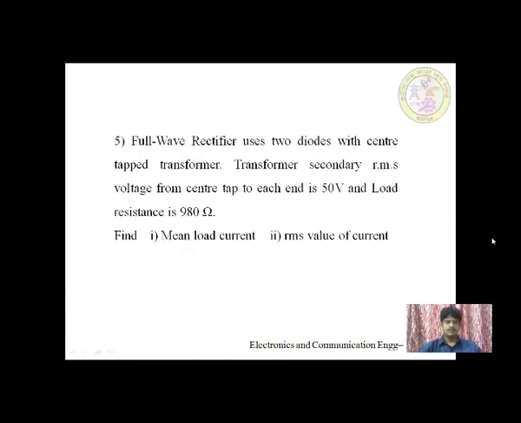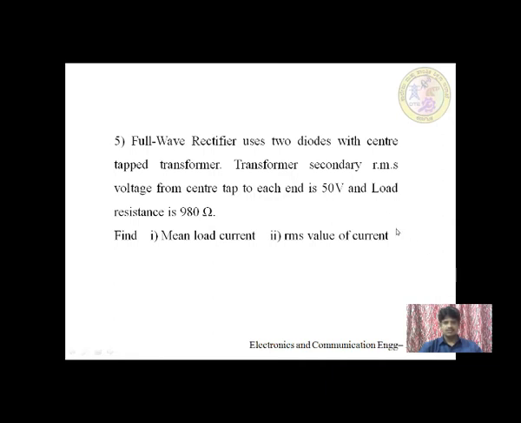My next question is: a full wave rectifier uses two diodes with a center tap transformer. The transformer secondary RMS voltage from the center tap to each end is 50 volt and the load resistance is 980 ohm. Here we have to calculate the mean load current and the RMS value of current. So now we have to first understand what is given and what is asked.